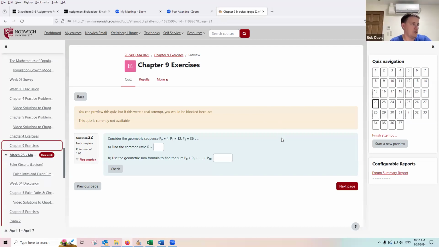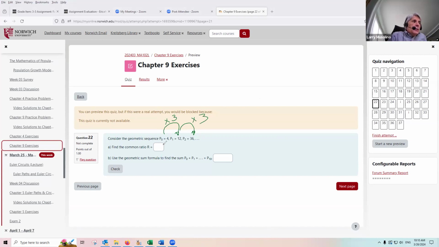When you think about the common ratio, what it's asking is what number is multiplied to get from one term to the other. It's 4, then 12, then 36. What would you multiply 4 by to get 12? 3. What would you multiply 12 by to get 36? 3. Same 3. So the common ratio R is 3.